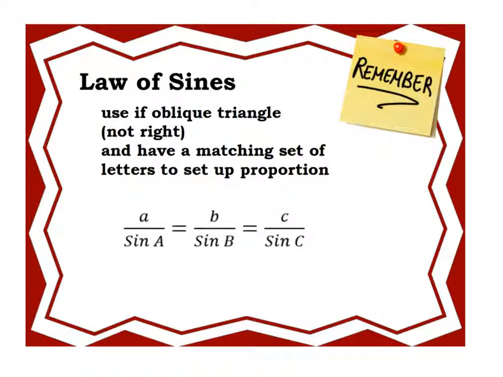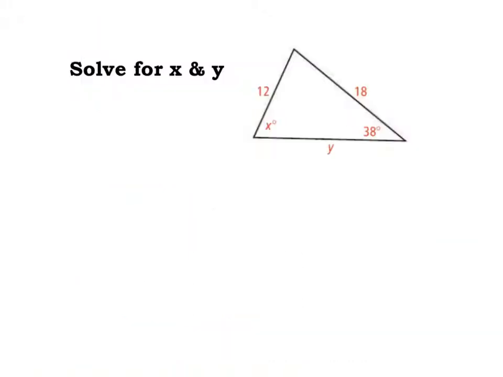Ultimately what you need to have is a matching set of letters. That means you've got to have both b's or both c's, and what that means is you've got to have a side opposite of its angle somewhere in the picture. If you look at this picture, I haven't even labeled it A, B, and C because I don't want you to get too caught up in just the letters. What if you look at this triangle here and it wants me to find x and y. One of them is an angle, the other one is a side.